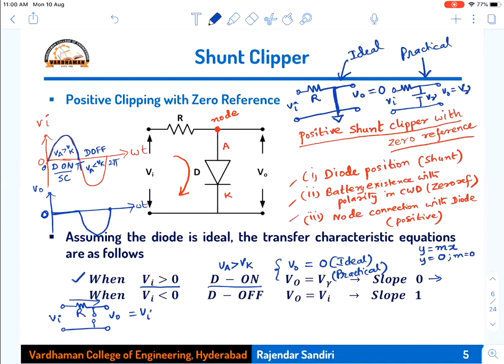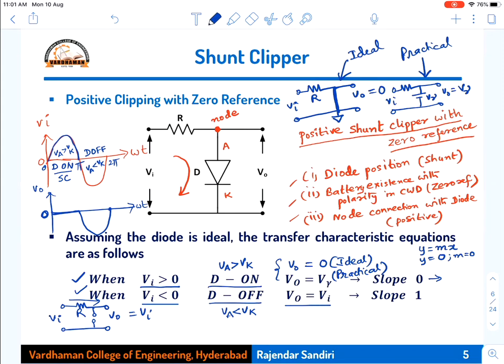Now if you see this characteristic equation, when Vi is less than 0, under that case D is off, because VA is less than VK. And your output voltage is same as the input voltage because the diode is just removed and made an open circuit, so that the output is directly connected to the input through a resistor. Therefore, whatever the output voltage and input voltage are, they will be same because in parallel, output voltage and input voltage both exist. In between, the diode is not existing. Both will be same. V naught is equal to Vi.